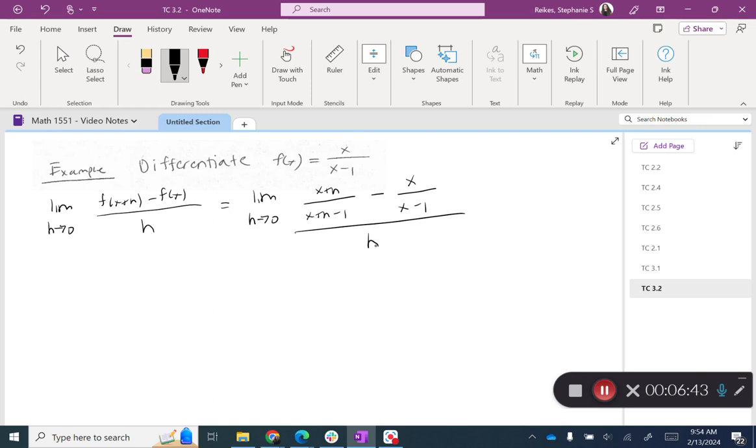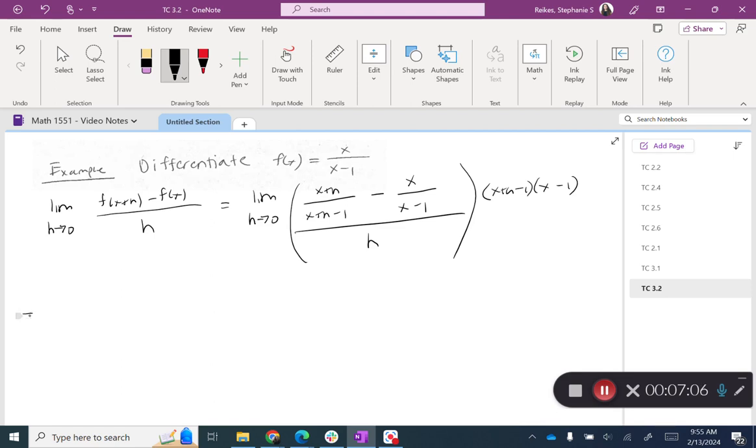And I can't just go ahead and plug in 0 for h right away, right? I need to do some algebraic manipulation. So what I like to do is get rid of that baby fraction, and I do that by multiplying by the common denominator. In our case, I'm going to need to multiply this entire thing by x plus h minus 1 times x minus 1.